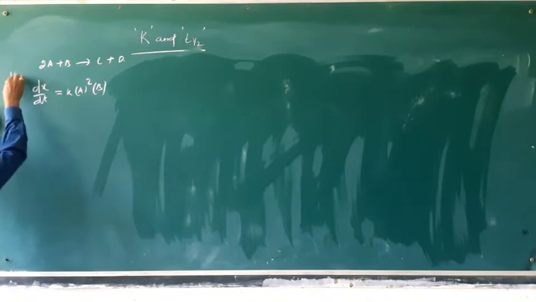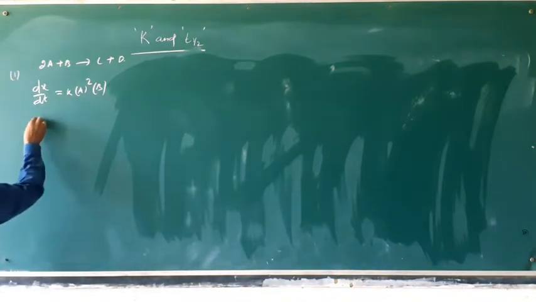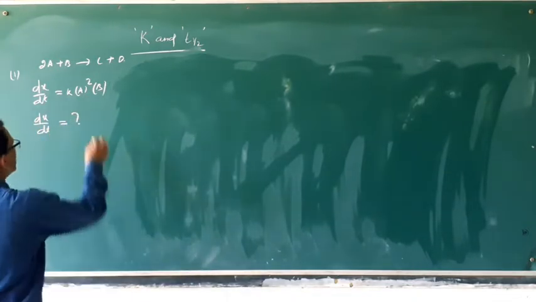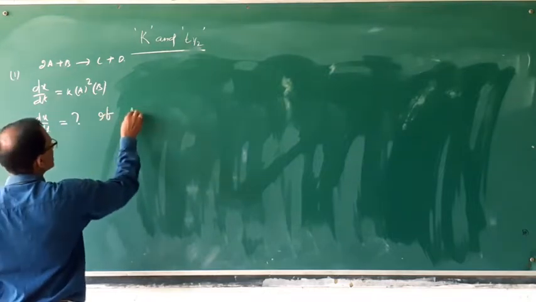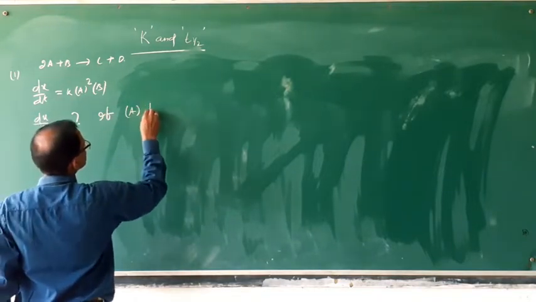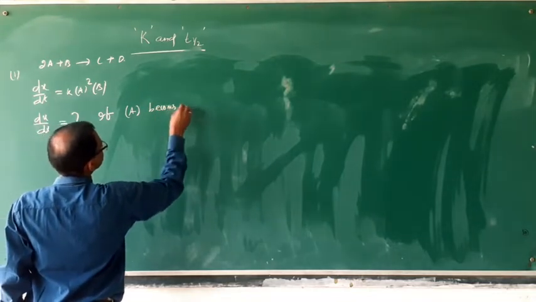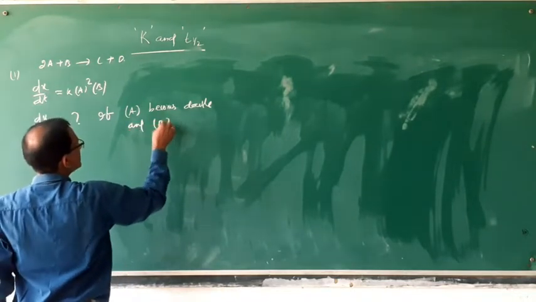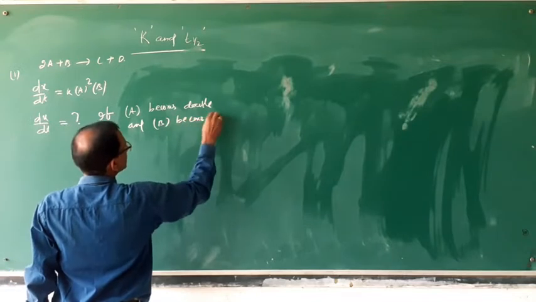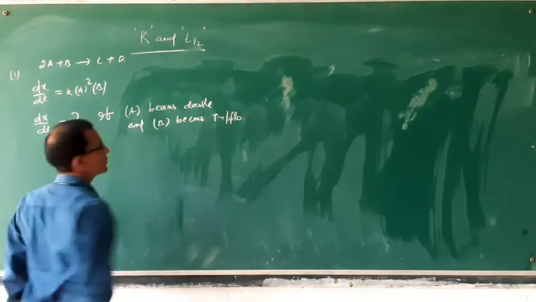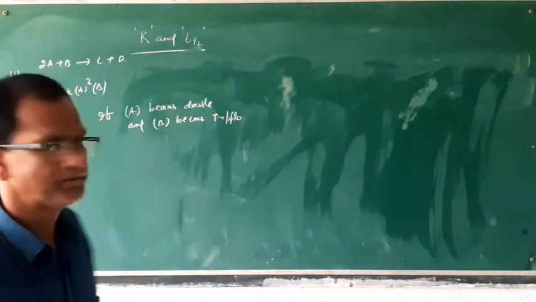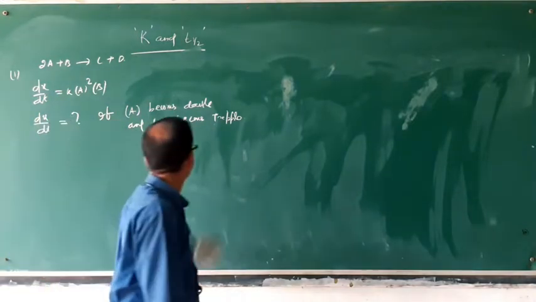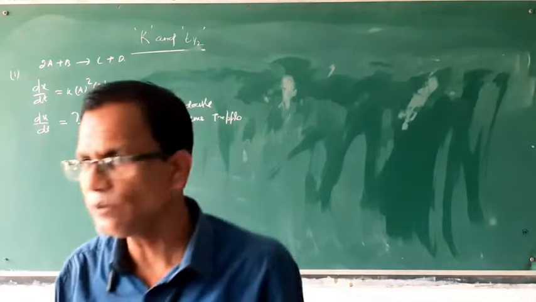Then the question is, what will be the rate if the concentration of A becomes double and the concentration of B becomes triple? What will be the rate for this reaction?